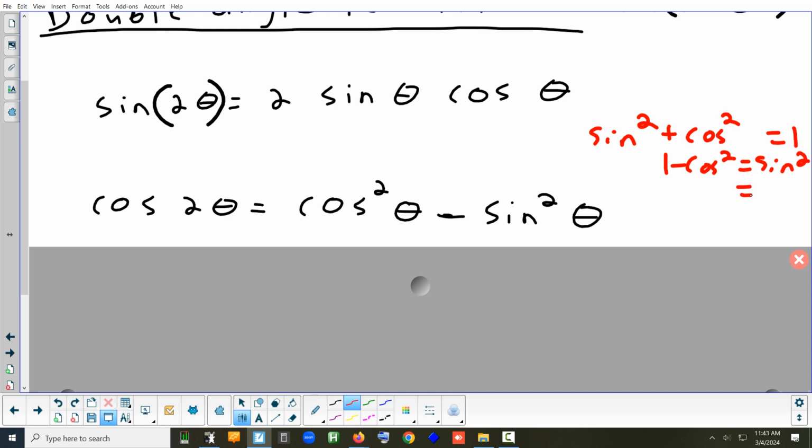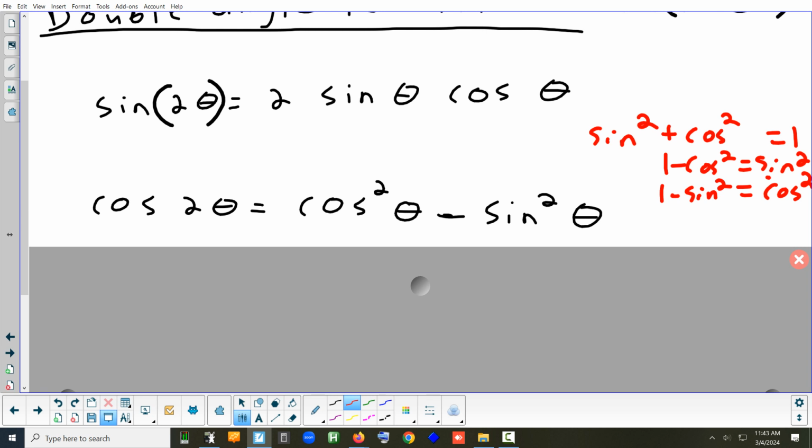Can anyone give me one more way you could rearrange that instead of 1 minus cosine squared equals sine squared? 1 minus sine squared equals cosine squared. Yeah, it's all just different ways of rearranging a Pythagorean identity. I think we had that last week.